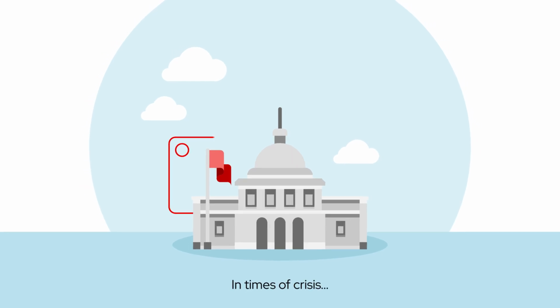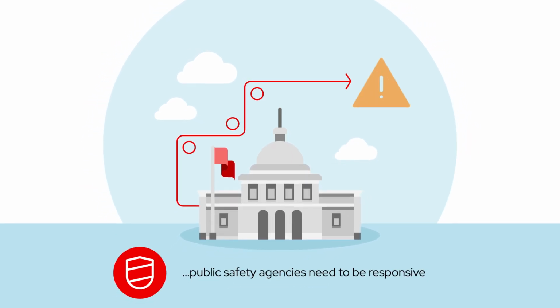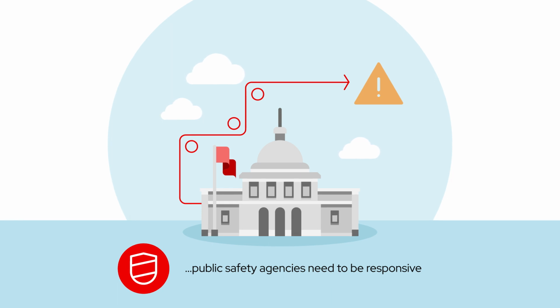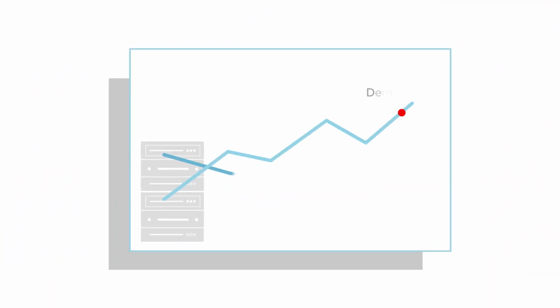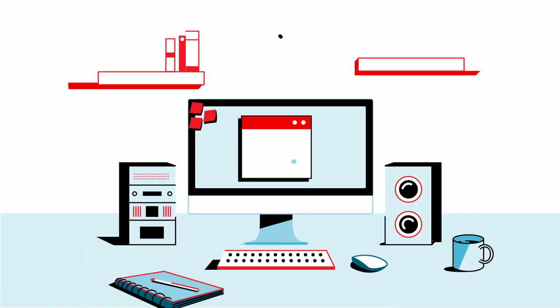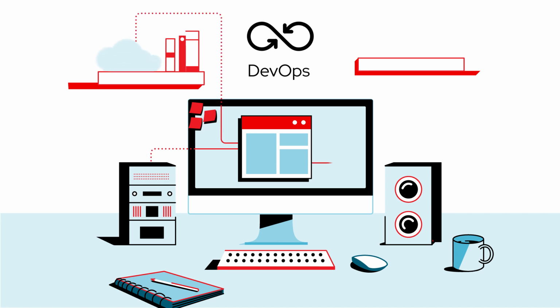In times of crisis, people rely on state and local public safety agencies to be responsive. When expectations are growing but budgets are not, and legacy systems struggle to keep up with demand, it's time to modernize IT and embrace DevOps for more agile application development. Red Hat is here to help.